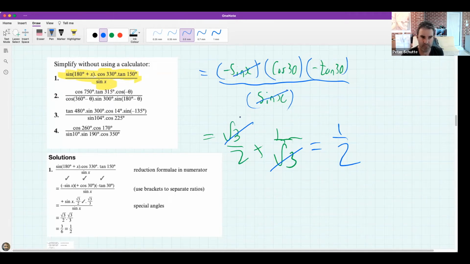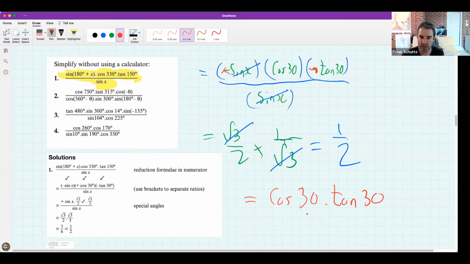this and this. When you cancel that out, what you're left with is the 2 negatives on top multiplied to give you a positive. And so all you're really left with, from what I can see, is the cos of 30 times the tan of 30. Because the 2 negatives become a positive, and all you have to do is evaluate that.